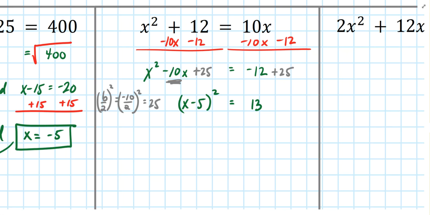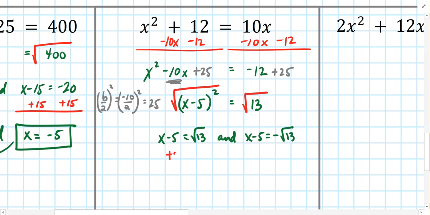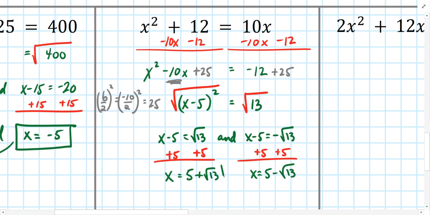After factoring, we can find the square root of 13, which I'll leave in radical form for now. Finally, we should add 5 to both sides of these equations. And we see that x is 5 plus the square root of 13, and x is 5 minus the square root of 13.